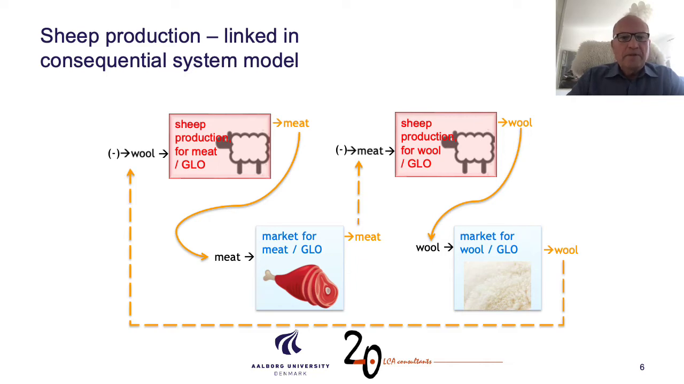The same happens for the wool. The byproduct of wool from the sheep production for meat is placed as a negative demand on the market for wool. We now have a completely closed system that can be calculated as a system of linear equations, and we can get the result for an additional output of meat or wool from the two markets.